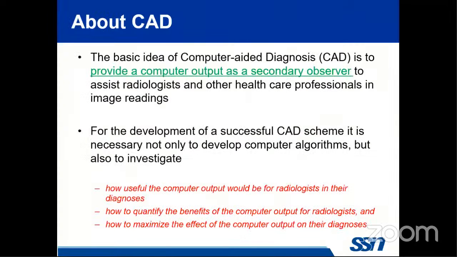So coming to computer-aided diagnosis, which evolved 20, 30 years back itself, they started programming and developing their own algorithm and applied it on a particular modality for the purpose of observing an object in a particular image, right? So it acts as a secondary observer. It is used to investigate how useful the computer output would be for radiologists in their diagnosis, how to quantify the benefits of the computer output, or how to maximize the effect of the computer output on their diagnosis.